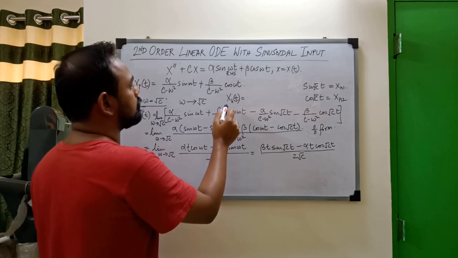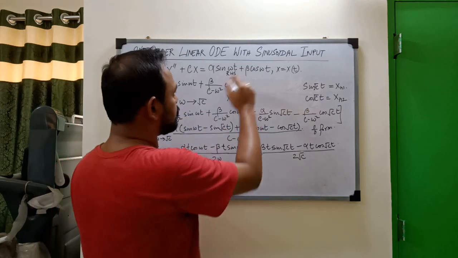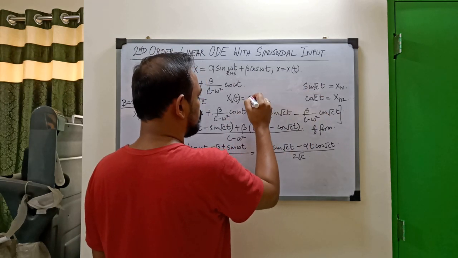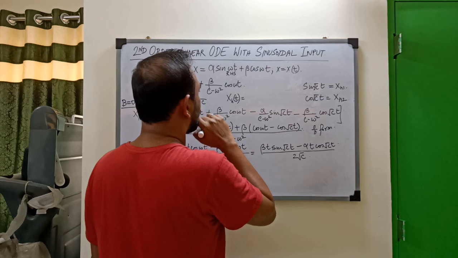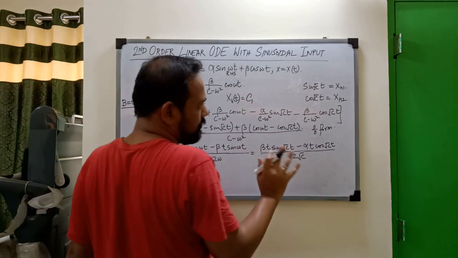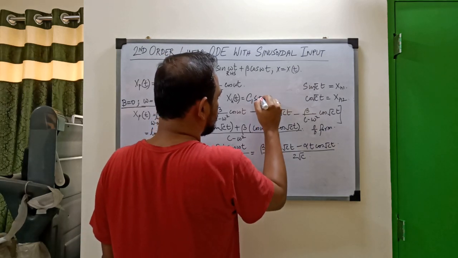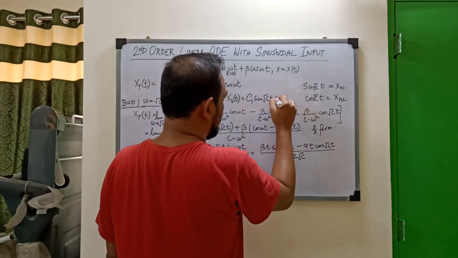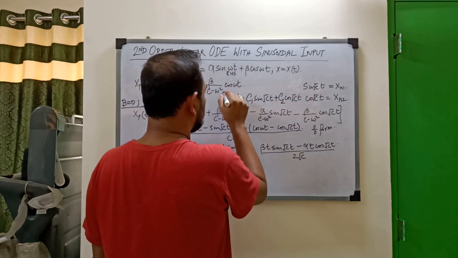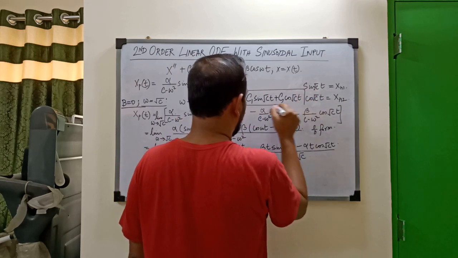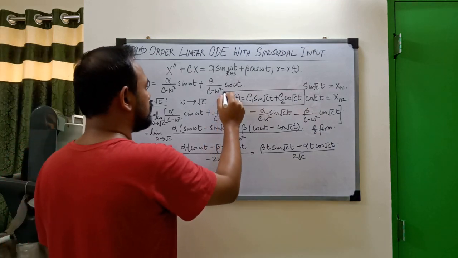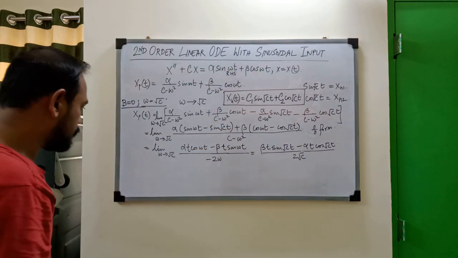x_h(t), for homogeneous, in the absence of an external force, it's going to be a linear combination of, let's say, C1. Don't confuse C1 with this C. C1 is just another constant. Sine root C t and a C2 cosine root C t. That's the homogeneous solution of the system, in other words, in the absence of the external force. So the general solution.